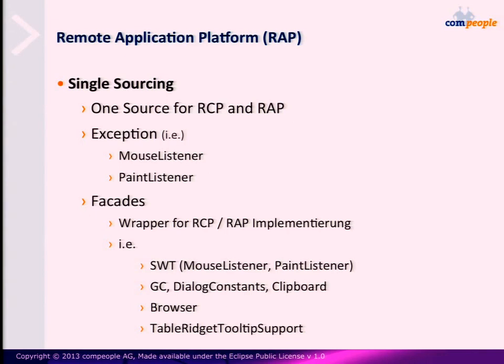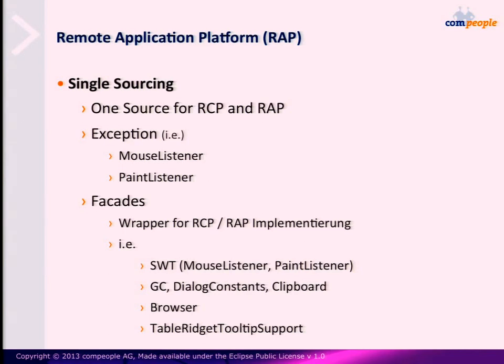To factor out these differences between RCP and RAP, we use facades. Every time we stumble over a certain difference between RCP and RAP, we build a facade, and then that facade takes care of detecting whether that's in RCP mode or RAP mode, and then it calls the RCP implementation or the RAP implementation. So for example, for the mouse listener, we have a mouse listener facade, and the mouse listener facade in RCP is going to actually have an implementation, and in RAP it is empty because it's not sending any mouse events. And the same is true for paint listeners and for graphic context.